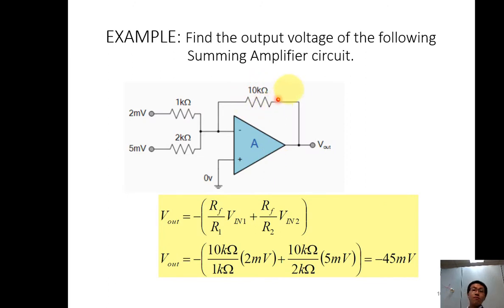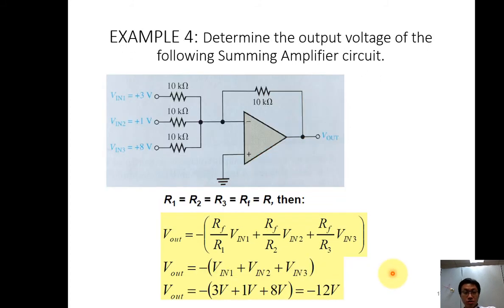Another example: find the output voltage of the following summing amplifier circuit. We use the same equation: negative RF divided by R1 times the voltage here, plus RF divided by R2 times the voltage here. So, negative 10 kilo ohm divided by 1 kilo ohm times 2 millivolt, plus 10 kilo ohm divided by 2 kilo ohm times 5 millivolt, equals negative 45 millivolt.